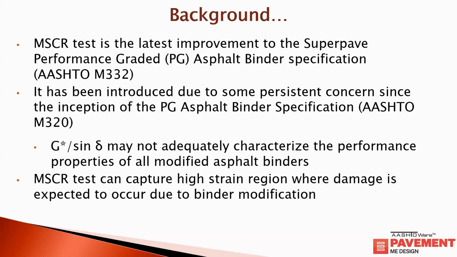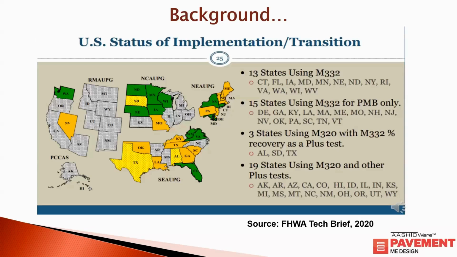This map will show you a picture of how different US state highway agencies are adopting MSCR tests and AASHTO M332. The states marked with green are using the new M332 spec with MSCR for their asphalt designation. The states marked with orange are using M332 for their polymer modified binder only. The 3 states marked with a yellow dot, like Texas, South Dakota, and Alabama, are using M320 with the M332 percent recovery test as a plus test, and the 19 states in black and white are using the old AASHTO M320 and other plus tests. So more than 50% of the states in the US have adopted or are transitioning to AASHTO M332 and the MSCR test. Next slide, please.